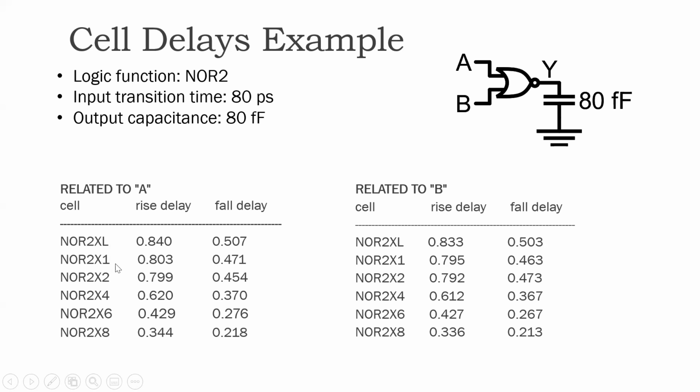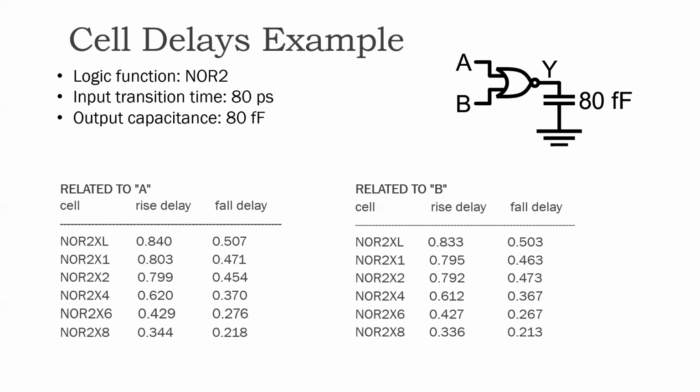strengths. So how many are there? There's XL, X1, X2, X4, X6, X8. Right? So 6 different drive strengths. XL, L represents low drive strength. Then there's X1, X2. That 1, 2 is just a nomenclature. It doesn't necessarily mean anything very specific other than the relative drive strength. Okay.